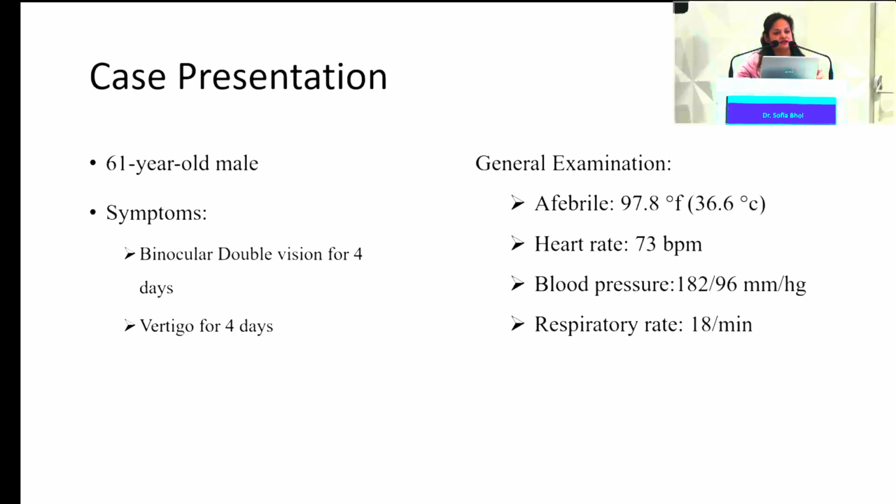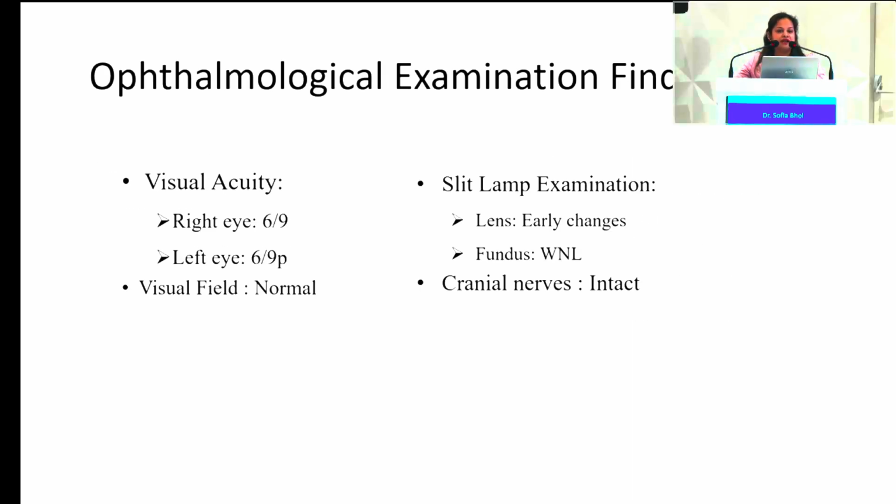Coming to my case, a 61-year-old male came to our eye OPD with binocular double vision for 4 days, which was acute on onset, and vertigo for 4 days. On general examination, he was found afebrile. The heart rate and respiratory rate were within normal limits, but the blood pressure was 182 by 96, and he had no past medical history, and he was not on any blood pressure medications.